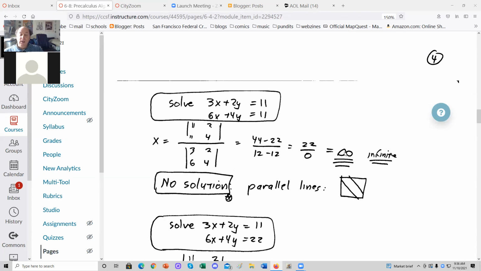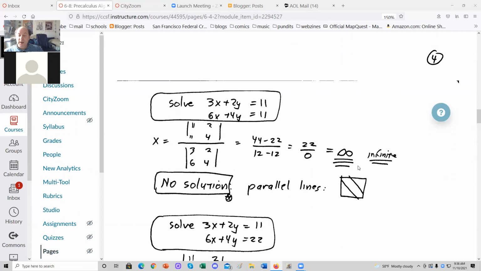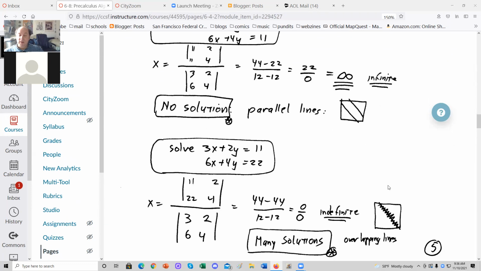Now, when you get a 0 in the denominator and an infinite value for x or y, that means there's no solution, and the equations in the system graph as parallel lines where there's no intersection. So Cramer's rule does signal when there's a no solution system.